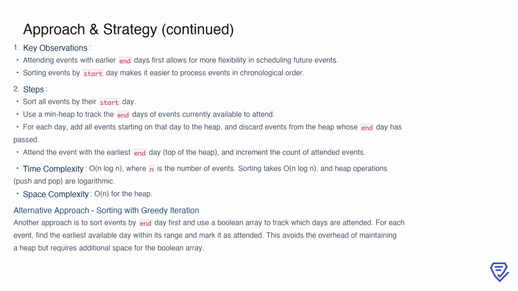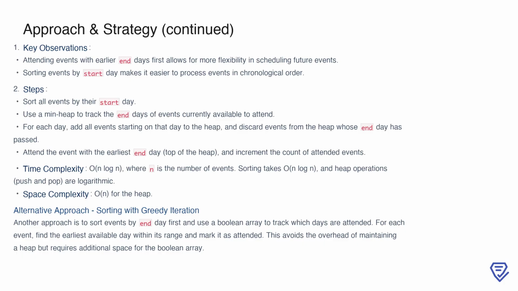The first key observation is that attending events with earlier end days first allows more flexibility for scheduling other events later. To facilitate this, we begin by sorting all the events based on their start day. Then, we use a min-heap, or priority queue, to keep track of the end days of events that are available to attend on any given day.